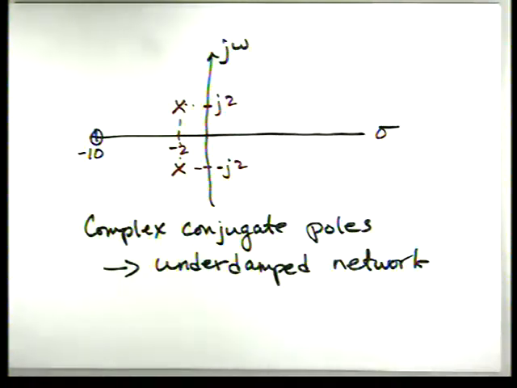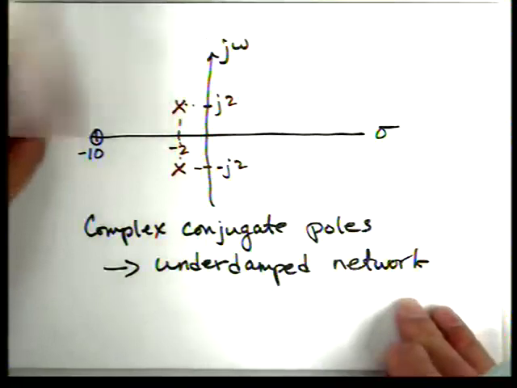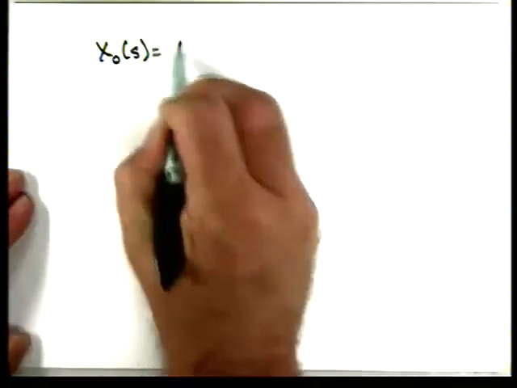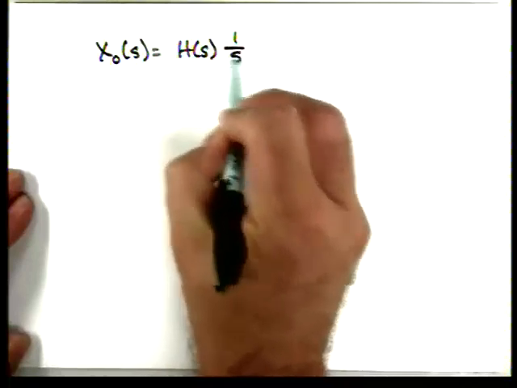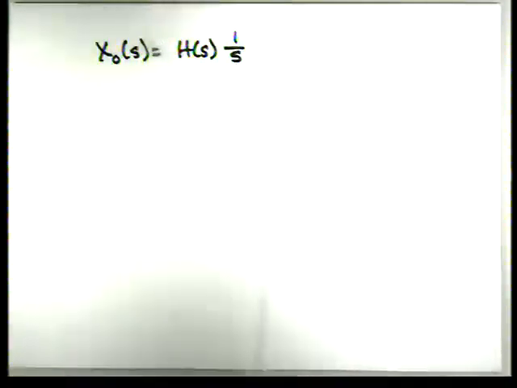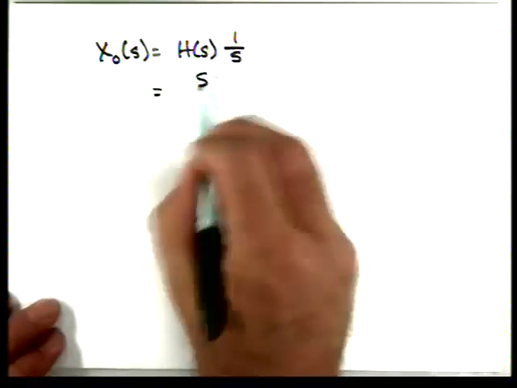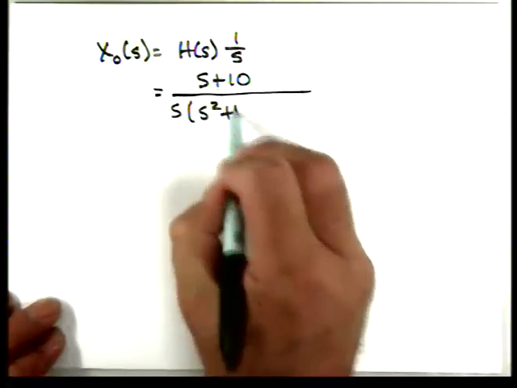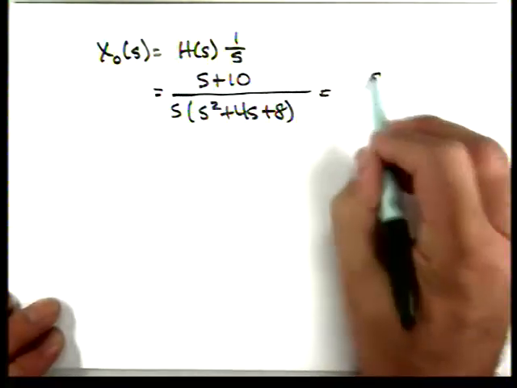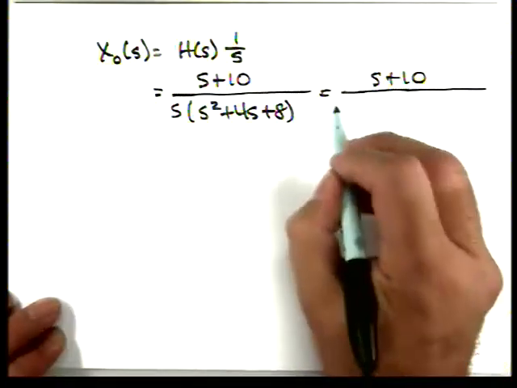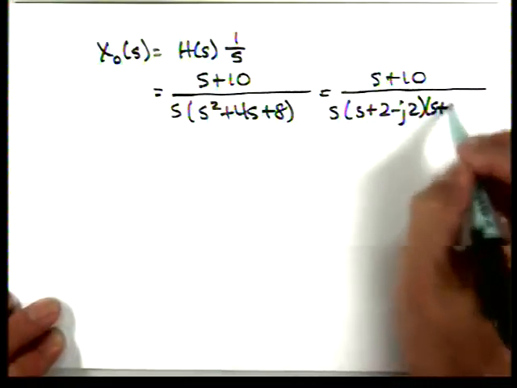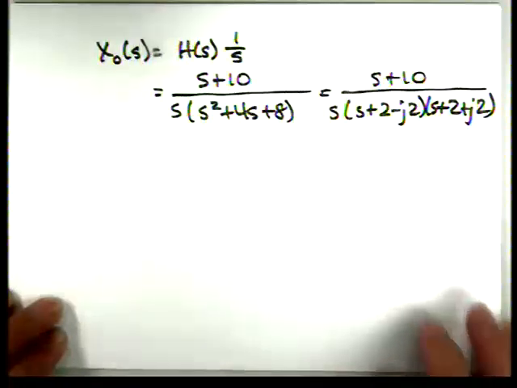Now, our last task is to find the step response. Okay, so our output is going to be H(s) times 1/s. We're looking for the step response. So we have (s + 10) over s times (s² + 4s + 8). And we know that's (s + 10) over s times (s + 2 - j2)(s + 2 + j2).